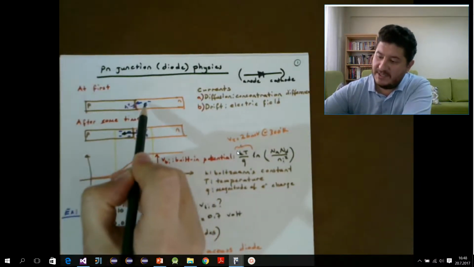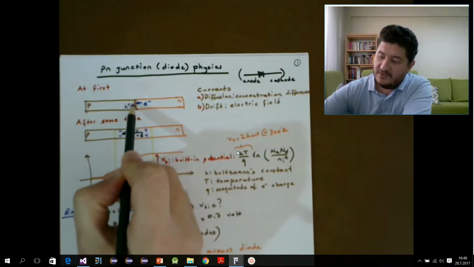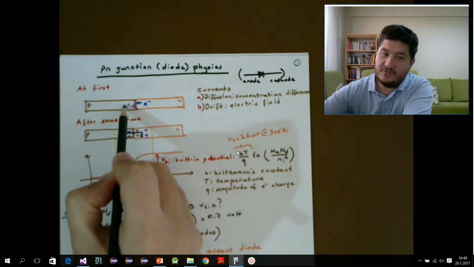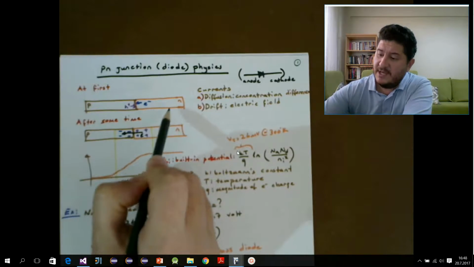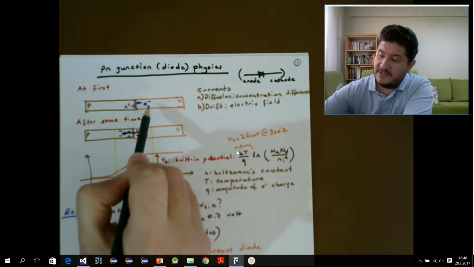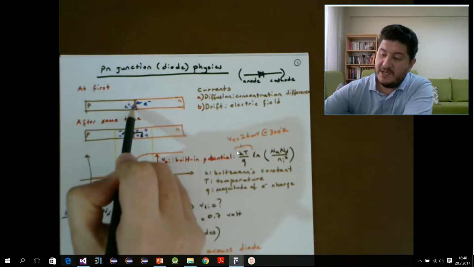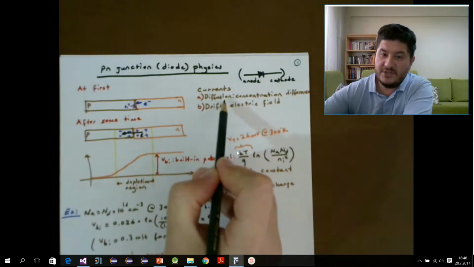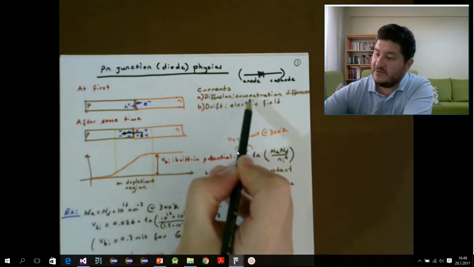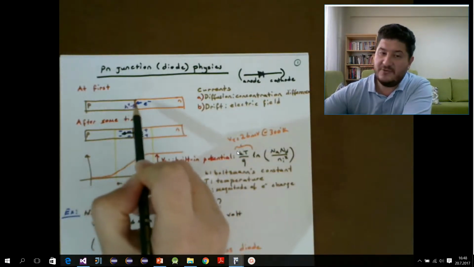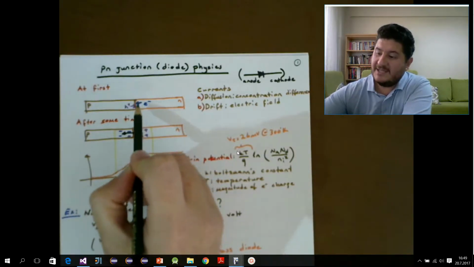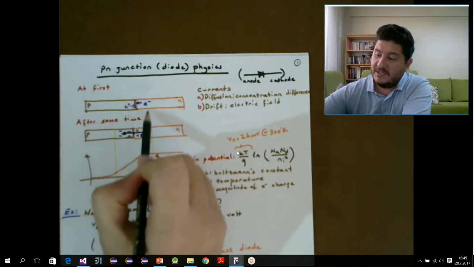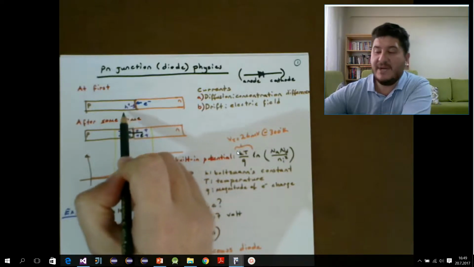So what happens is electrons will start to flow from N side to P side. Of course, this is not a closed circuit, so this concentration, this flow of electrons, this current, should not last forever. This is the diffusion current, and this is because of the concentration difference of these electrons. Okay, so at some point, this current should be balanced by another current.